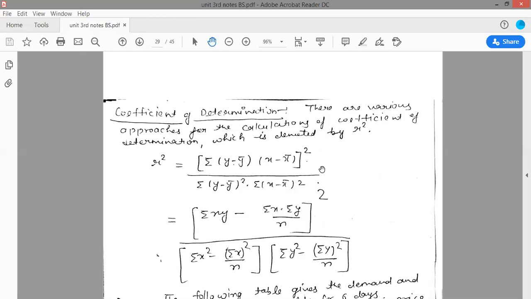So there will be an 8 marks question always asked in your final semester exam, और अभी तक भी ये चीज़ पूछी गई है और आगे भी पूछा जाएगा. So आपको coefficient of correlation बहुत अच्छे से पढ़ना है, right?